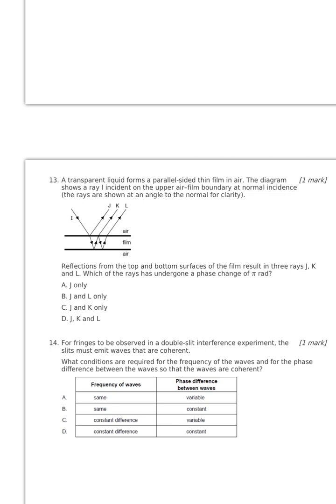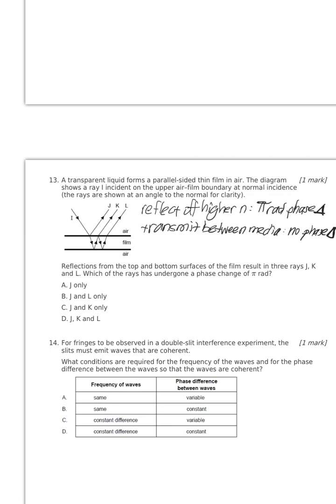So 13 is interesting because it talks about multiple reflections. I don't know that we discussed that in class, but we did discuss the underlying principle: when you reflect off of a higher index, so let's write this down, when you reflect off a higher index, there's a pi radians full half cycle phase change. If you transmit between 2 different media, there's no phase change. And so looking at I, it reflects from air off of the film, reflecting off of a higher index. So J definitely has a phase change of pi radians. Of course, J is in every answer choice. Thanks a lot, guys. So that doesn't eliminate anything.